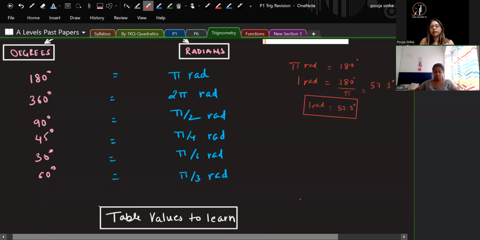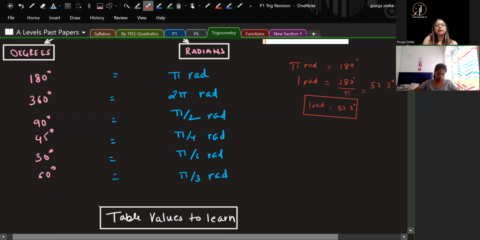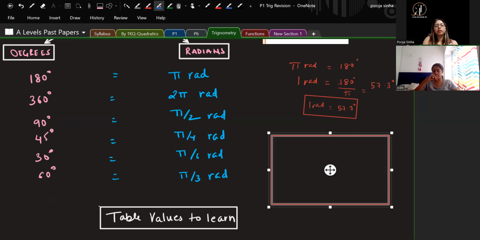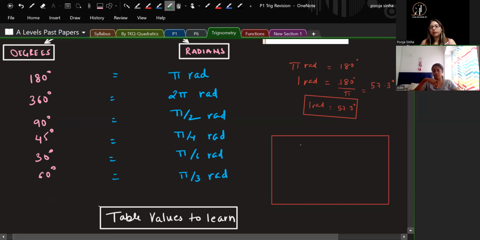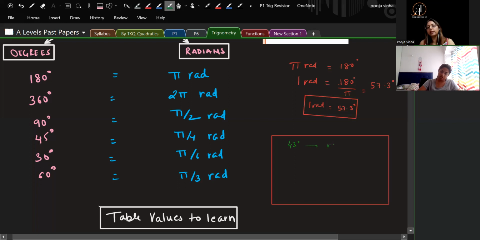Now we will have to learn a bit of conversions. It is all unitary method. I don't want to give you any formula for this. All you need to keep in mind is the method. I give you a question like this: convert 43 degrees into radians. Convert 43 degrees to radians.